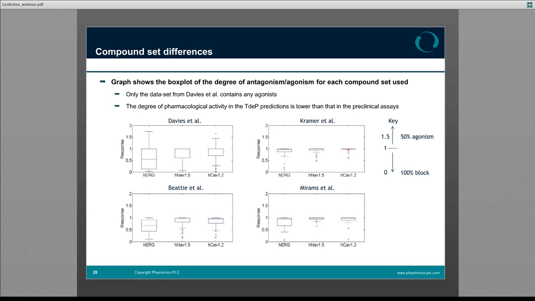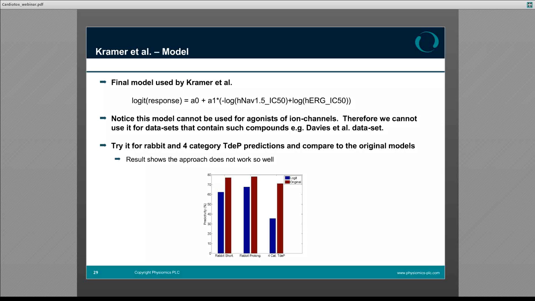But what does happen if we were to take the simple logistic regression model that was used by Kramer et al. and apply it to these other different data sets? So the final model, as I mentioned before, was basically a simple logistic regression model involving data from the sodium channel and the hERG channel. Notice also that the model developed by Chantest has no way of handling agonists. That's because, like I said, the original data set that was used for looking at torsadogenic compounds basically contains antagonists, and that's it. So we're unable to apply this model or this approach to the Davis et al. data set because there are agonists.